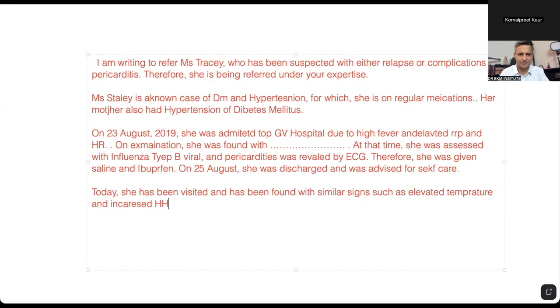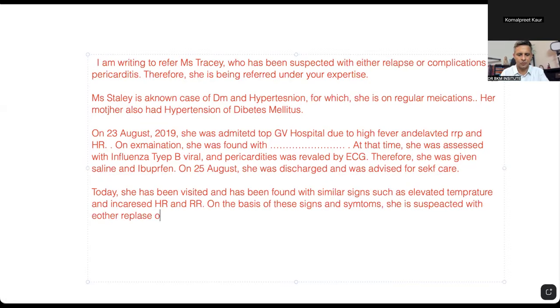HR and RR. Of course, you will write complete. I just have to write it for you. That's done. Letter is all done. On the basis of these, always make variations on the basis of these signs and symptoms. She is suspected with, just a second. She is suspected with either relapse or complications of pericarditis. This is how you write.